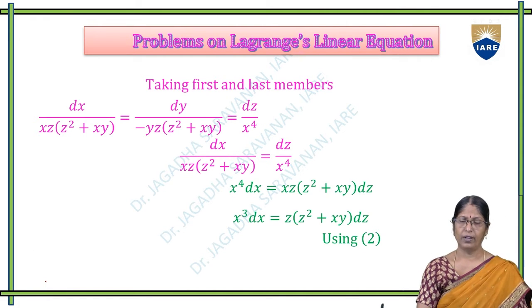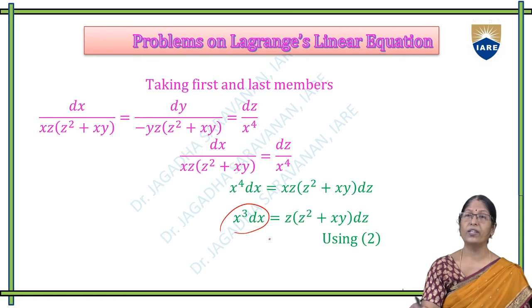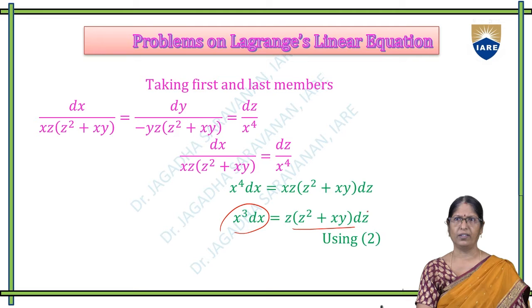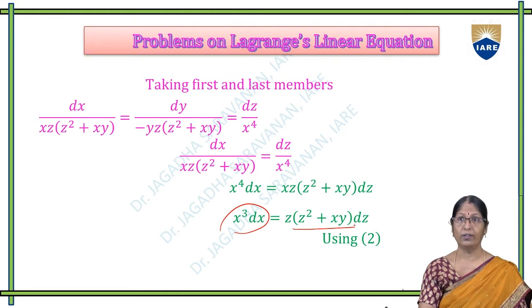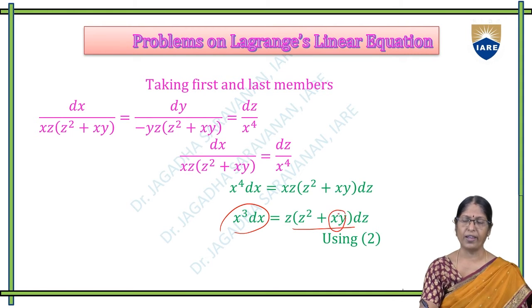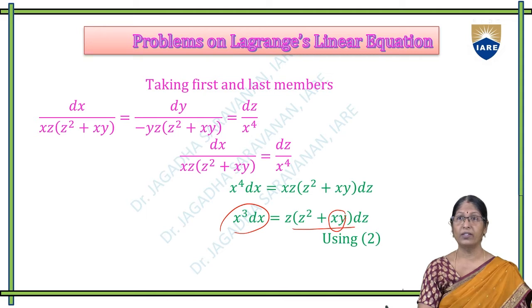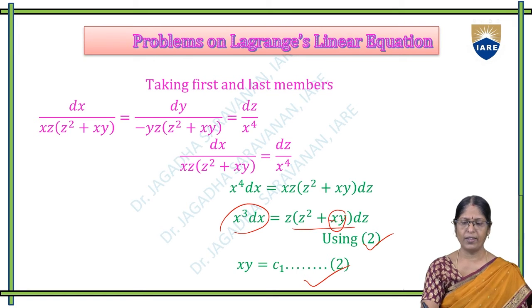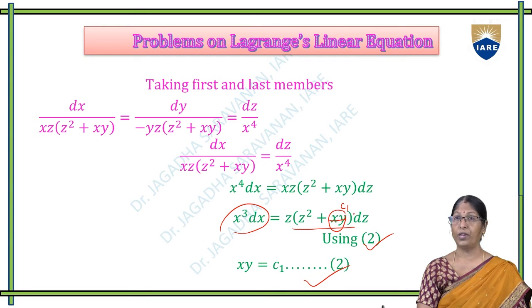Here the left side is very simple, whereas here there are 3 variables. But xy equal to c1, we just obtained this result, so better we replace this xy by c1. That is what we write using 2, which is our equation 2 that we named. So completely here we will write c1. Then we are comfortable for the integration.